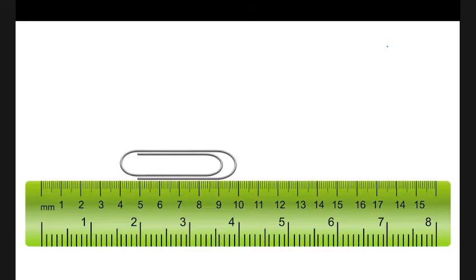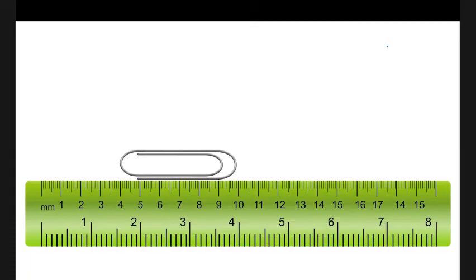Maybe our ruler is broken, or maybe it's something where we have to measure it kind of in the middle. Today, I'm going to teach you two different ways that you can measure things when it doesn't start at zero. So we're going to use centimeters today.